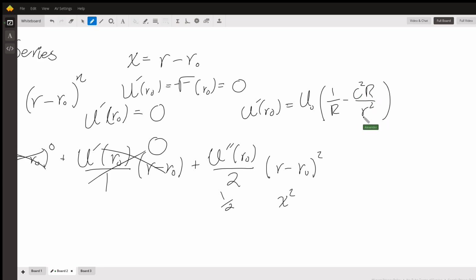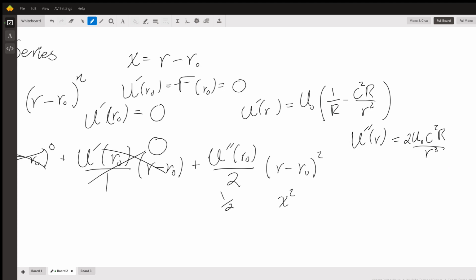And if we take the derivative of this again with respect to r, then we end up getting u double prime of r. This is a constant, so it drops out, and you get another negative 2 up here. So 2, the negatives cancel. U naught, we'll just multiply that in, c squared r, and then we drop another place for our exponent there. So r cubed.